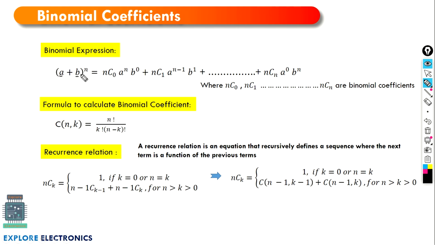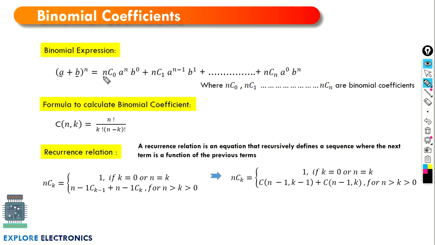So if you want to expand this expression, this is how the series looks. It will be given by nC0 into a to the power of n, b to the power of 0, plus nC1 into a to the power of n minus 1, b to the power of 1, plus so on, till nCn, a to the power of 0 and b to the power of n. If you observe here, the power of a is in decreasing order. It starts from n and then decreases like n minus 1, n minus 2 and so on, till a to the power of 0. While the power of b is in increasing order. It starts from 0 and increases till b to the power of n.